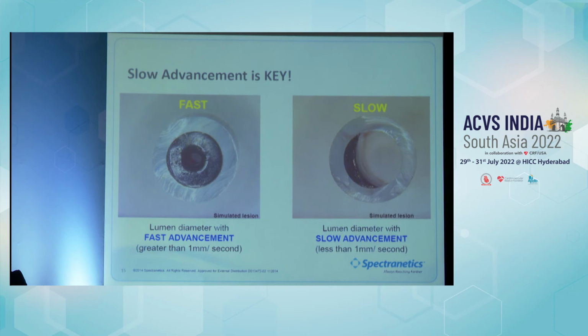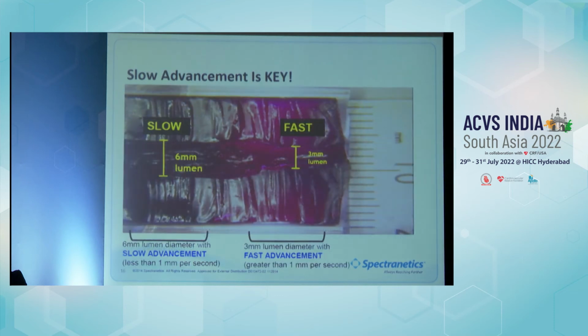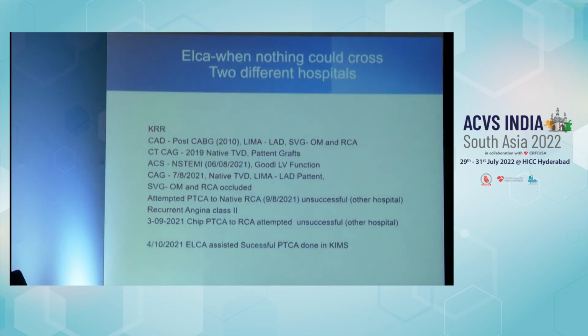The slow advancement is very key in these procedures. If you see the lumen diameter with fast advancement, you will get a smaller lumen gain. If you see the next picture with slow advancement, you will get a better lumen diameter. This is very, very important in this group of patients. Again, it's shown in another picture. The slow advancement is the key. With slow advancement, you get a 6 millimeter lumen, whereas with fast advancement, you get a 3 millimeter lumen.